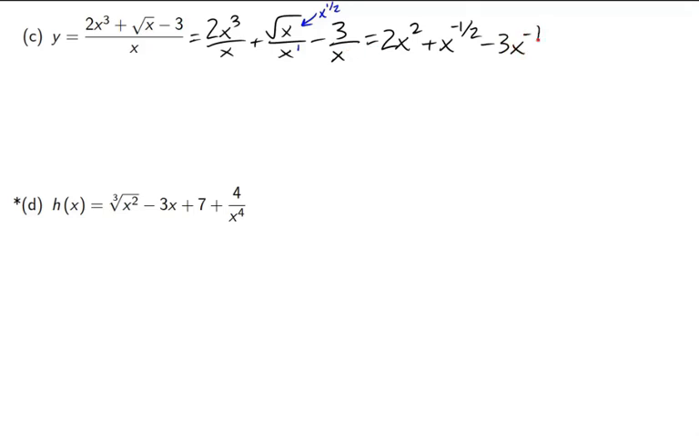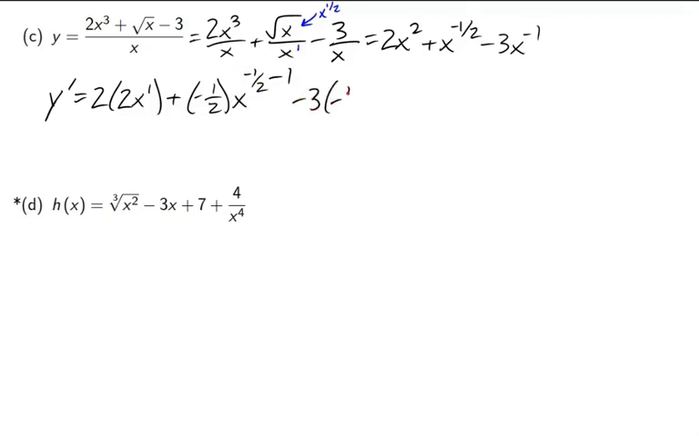Now we've written this in a form where we can use the power rule. Call it y prime. We've got the 2 constant in front. The derivative of x squared is 2x to the 2 minus 1, which is 1. The derivative of x to the negative 1/2, we're going to put the negative 1/2 in front, and then subtract 1 from negative 1/2.